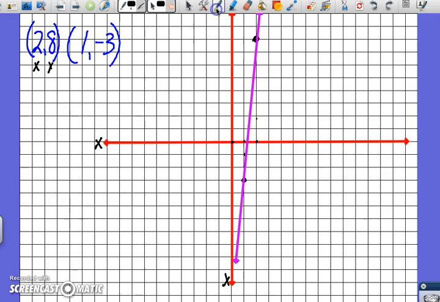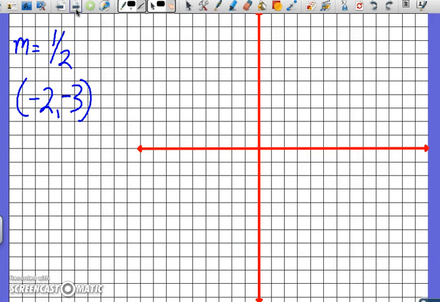Okay, from there, what happens if they give us this? They give us m is 1/2, and they give us this coordinate. m is just a symbol, a way of representing the slope. Let's start with our first coordinate, negative 2, negative 3. Remember, that's our x, that's our y. We start at the origin and go negative 2 on the x, and negative 3 on the y: 1, 2, 3. So there's our first point.